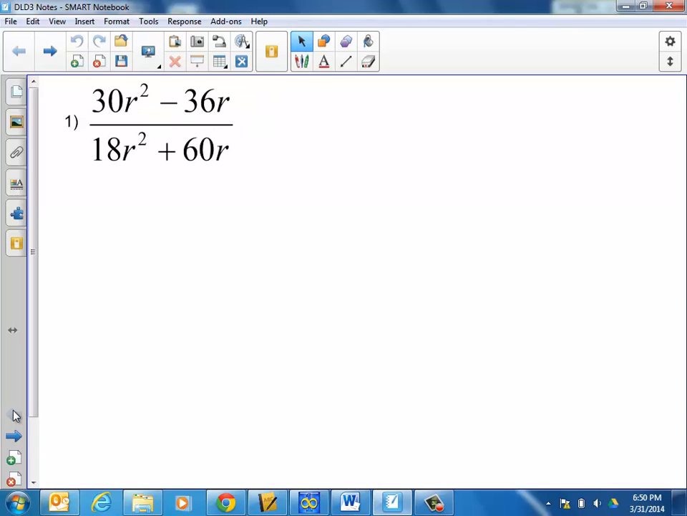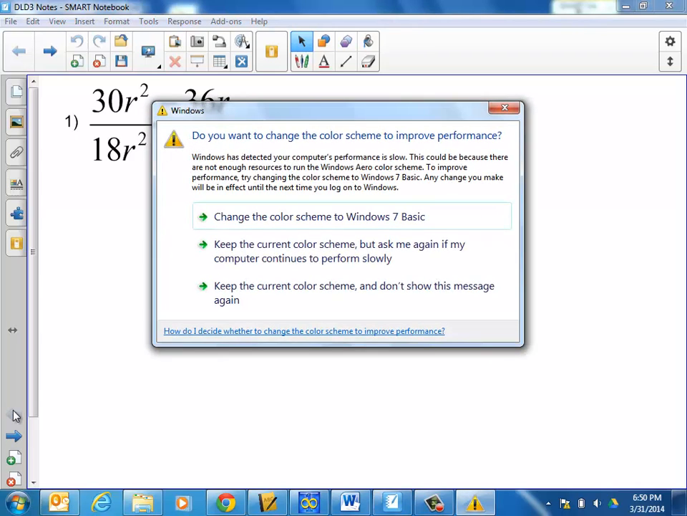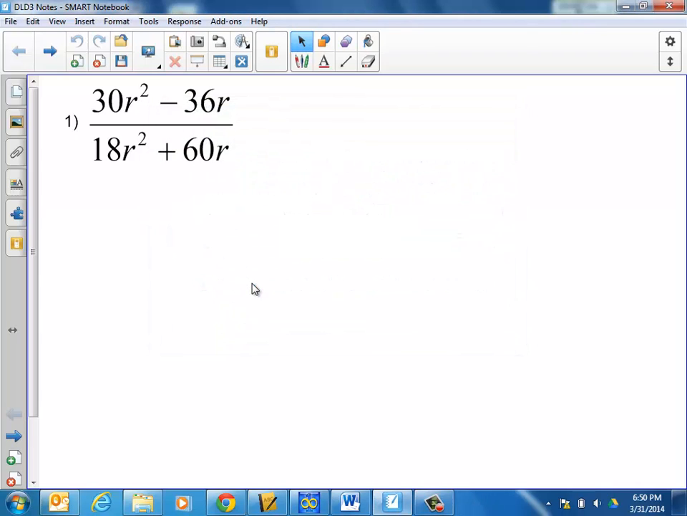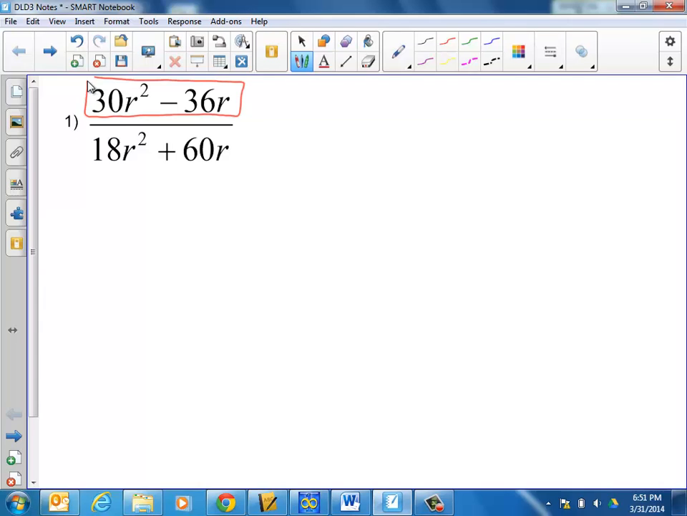All right, so let's go ahead and simplify 30r squared minus 36r over 18r squared plus 60r. This is a rational expression, two-word term meaning rational, referring to the fraction that we've got here, and an expression because we've got variables, just like an algebraic expression has variables. When we simplify a rational expression, we're looking to see if we can factor any of the numerators or denominators. Looking at this 30r squared minus 36r, we know that can factor. We've got a GCF that is bigger than 1.